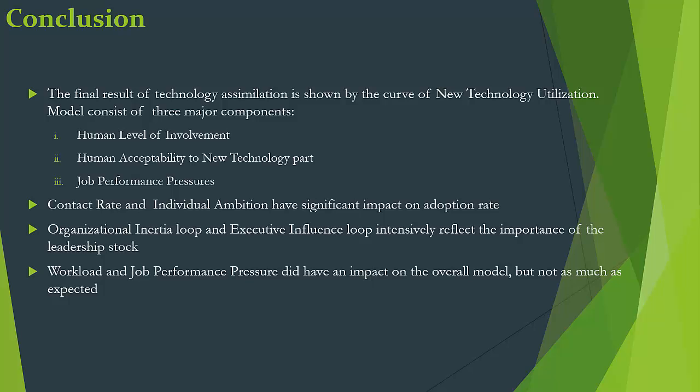And then also, as you can see, the organizational inertia loop and the executive influence loop both had huge impacts on the leadership stock. And then also workload and job performance pressures were big both in the motivation of employees and the attrition, which impacted total population, and also fed back into the adoption of the people with leadership characteristics and also the overall technology adoption.